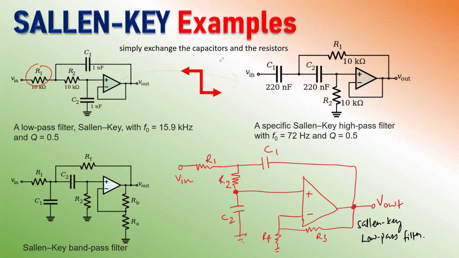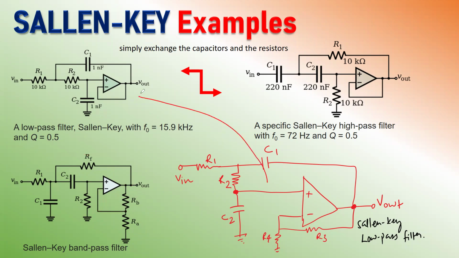So here will be C, here will be R, here R, here C. Just swap their positions to convert from low pass to high pass and vice versa. But for a band pass, you have this specific configuration. You can see now this amplifier is not simply a non-inverting buffer, rather it is a non-inverting amplifier because the gain of this amplifier is set by means of the resistors RB and RA, and there is a negative feedback here, there is a positive feedback here as well.